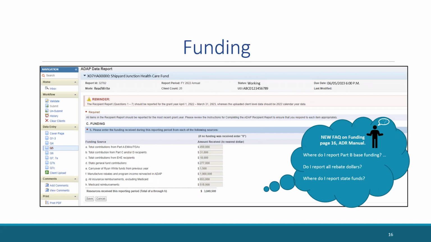I would like to note that we receive many questions on funding every year, such as, why don't I report Part B base funding or ADAP emergency relief funds? There is also guidance on reporting rebates and state matches. So we highly recommend checking out the new frequently asked question box in the ADR manual on funding located on page 16 called Funding Sources to Report or Not to Report in the ADR.